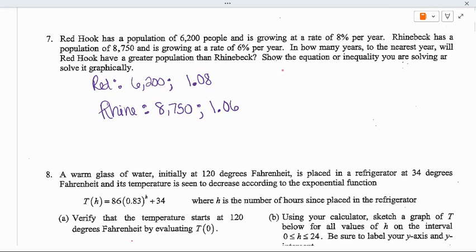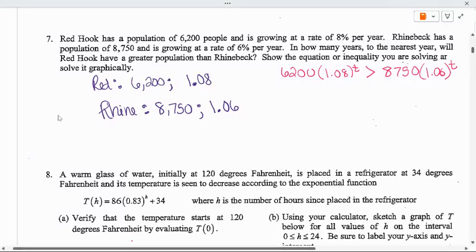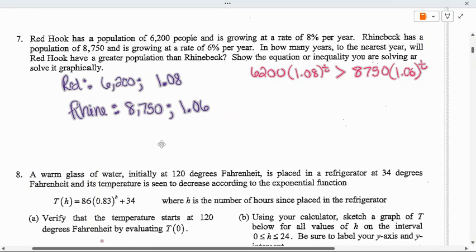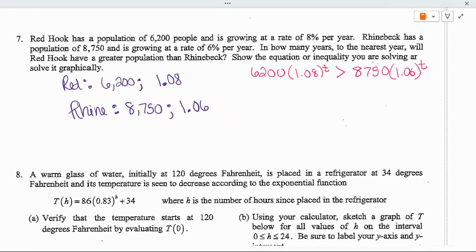So in how many years to the nearest year will Red Hook have a greater population than Rhinebeck? So we want to know when the Red Hook population is going to be greater than the Rhinebeck population. So I'm going to write an inequality. 8750 times 1.06 to the t. So there's our inequality that we're using. And it says solve it graphically.